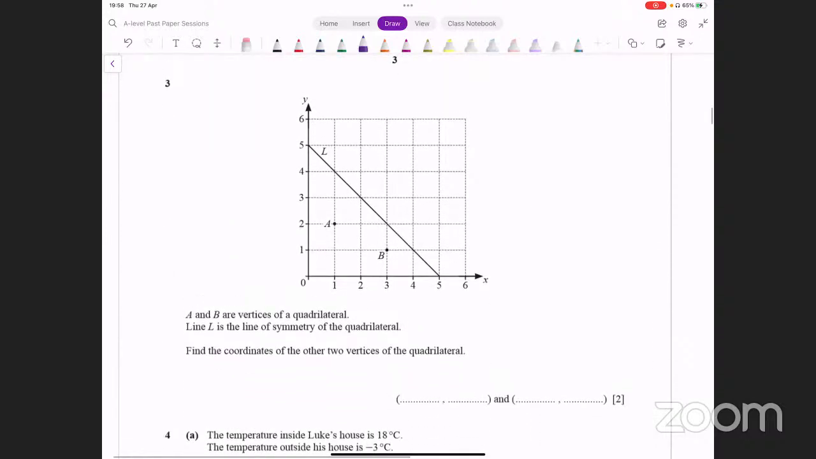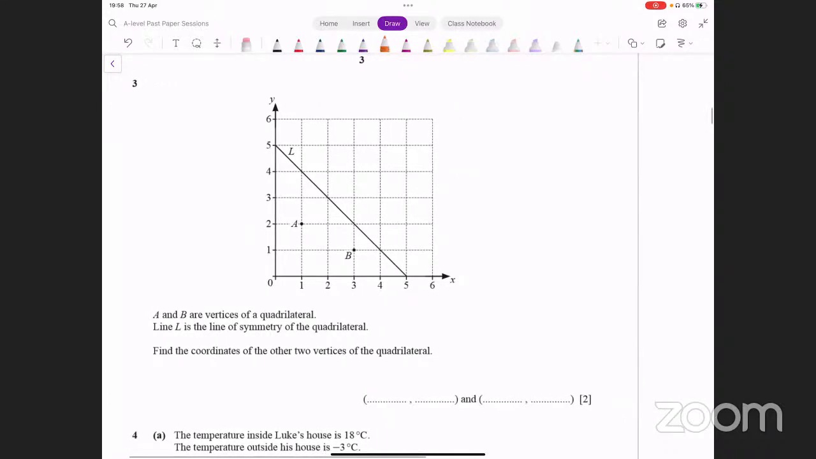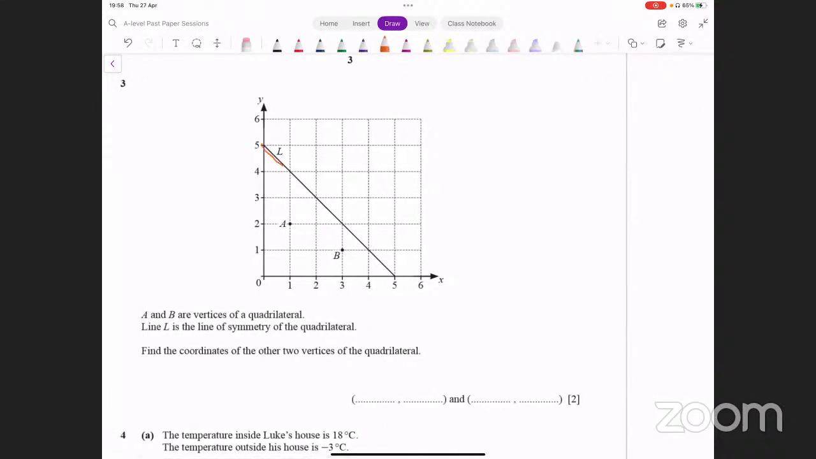Question number 3. Okay, so we have this given that A and B are vertices of a quadrilateral. Quadrilateral क्या होता है? कोई four-sided figure. ठीक है? Line L is the line of symmetry of the quadrilateral. Okay, so basically ये जो line L आपके पास आ रही है, ये line of symmetry है. इसका मतलब है कि इसके लेफ्ट साइड वाला जो पार्ट होगा क्वाड्रिलेटरल का और राइट साइड वाला पार्ट होगा वो एक दूसरे के रिफ्लेक्शंस होंगे, राइट.